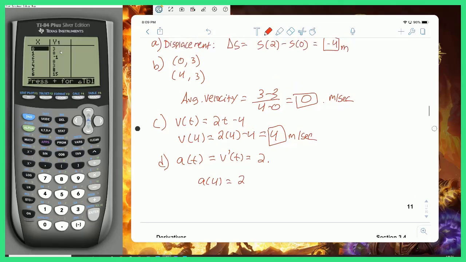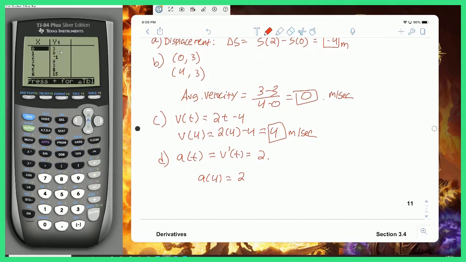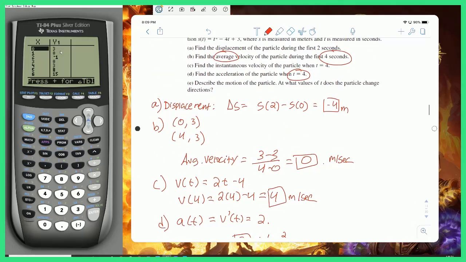Let's think about a unit here. I took the derivative of velocity, and velocity is measured in meters per second. So the acceleration, which is the derivative of that, is basically adding another unit of time. So it's meters per second squared. So 2 meters per second squared specifically everywhere on the function. So just 2.